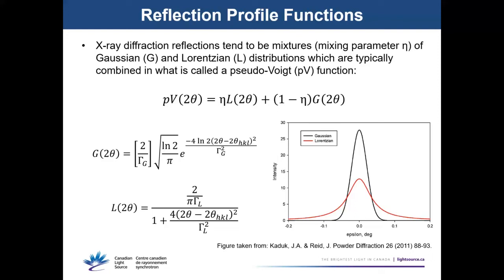The plot here shows Gaussian and Lorentzian peaks with equal full width at half maximum and area. And you can see the tails of the Lorentzian peaks are much, much longer than the Gaussian. So with some practice, you can visually identify the dominant component of the peaks in your patterns.